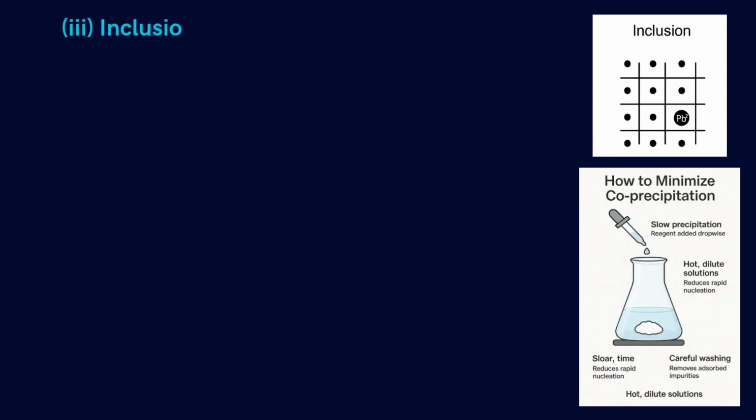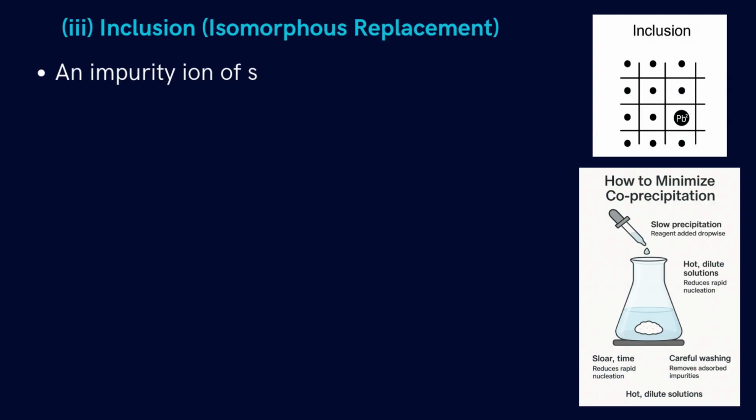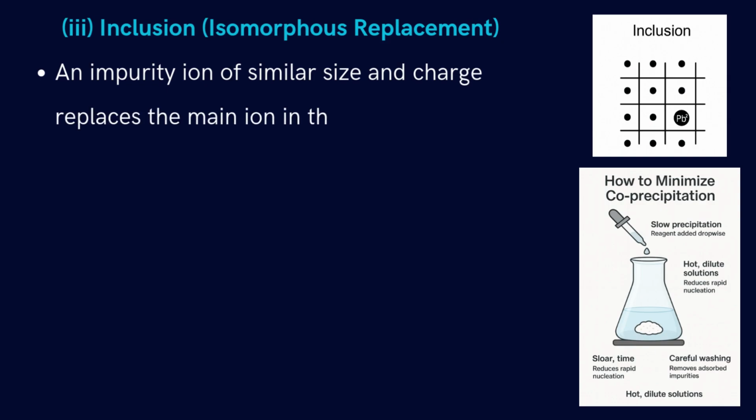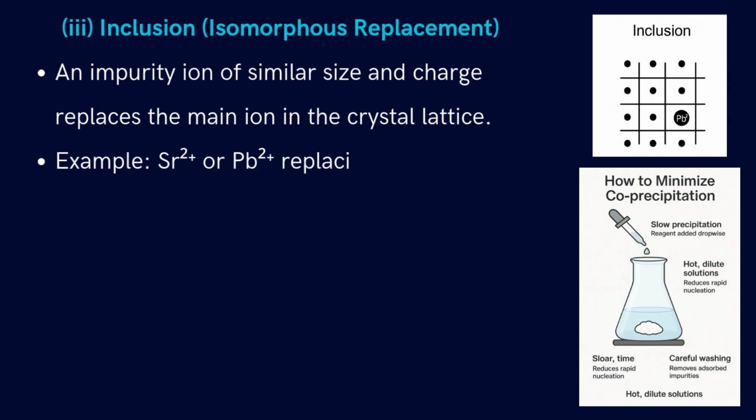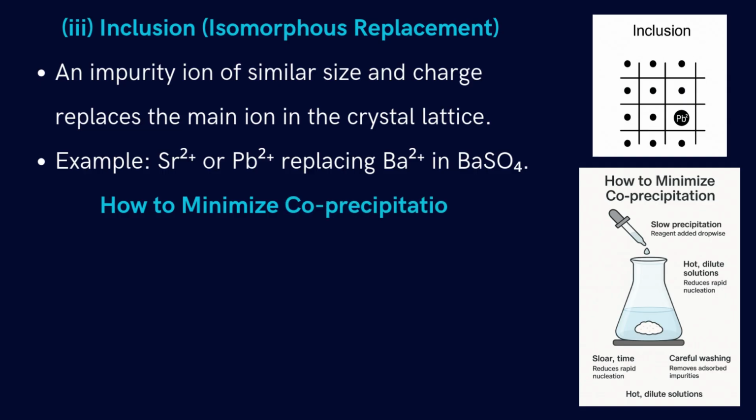Now, we will see the third type of co-precipitation, that is inclusion, isomorphous replacement. Here, an impurity ion of similar size and charge replaces the main ion in the crystal lattice. Example, Sr2+ ion and Pb2+ ion replace the Ba2+ ion from BaSO4.